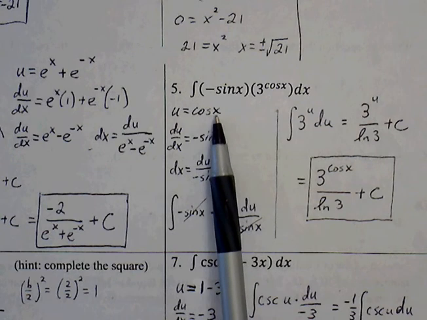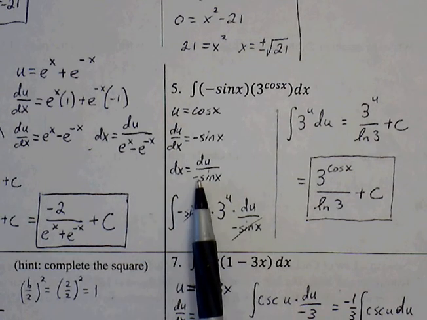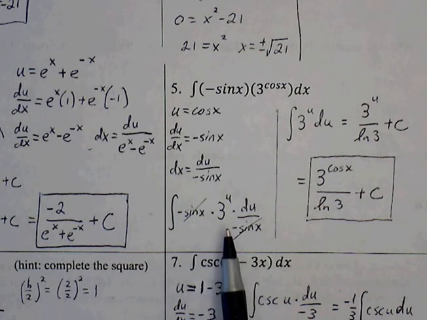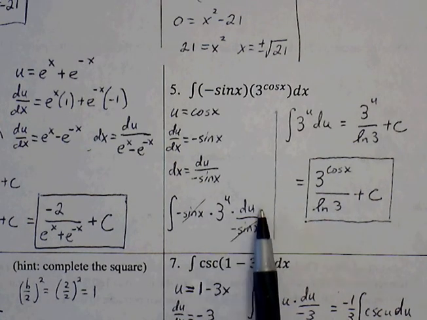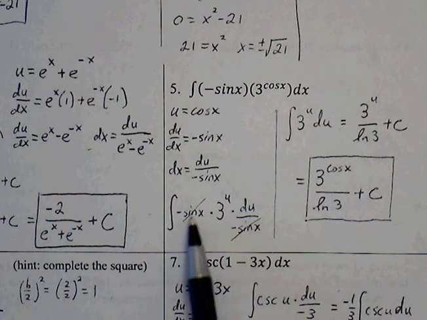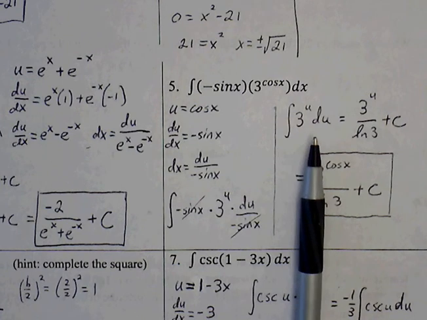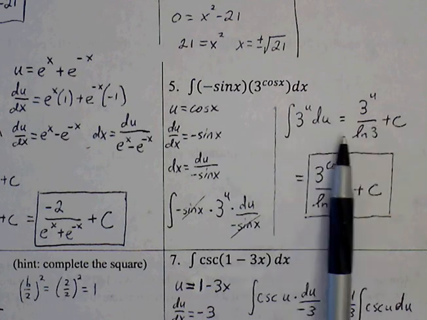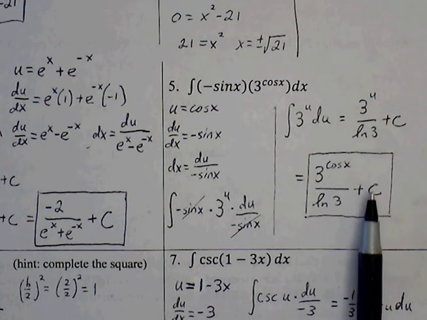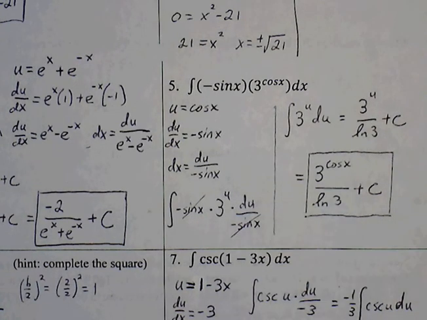U value is cosine. Our derivative is negative sine. Solve for dx, we get du over negative sine of x. Make our substitution. Negative sine x will stay initially, 3 to the u, and then dx gets replaced with du over negative sine of x. The negative sine of x cancels out. We're simply left with the integral of 3 to the u du. And the rule is simply 3 to the u, so the original problem, divided by natural log of a, so natural log of 3 plus c. Okay, finally, replace your u value back in terms of x. So 3 to the cosine of x over natural log of 3 plus c.